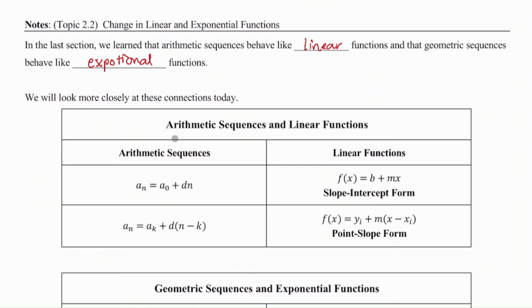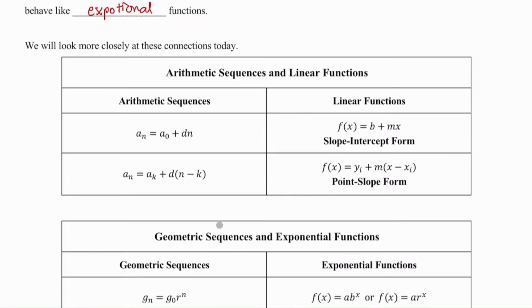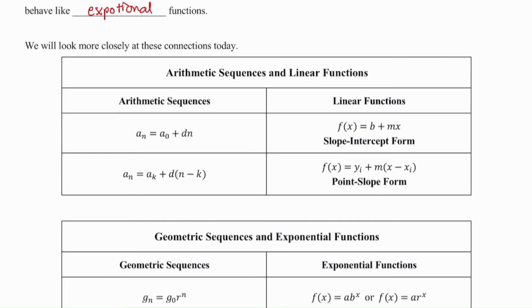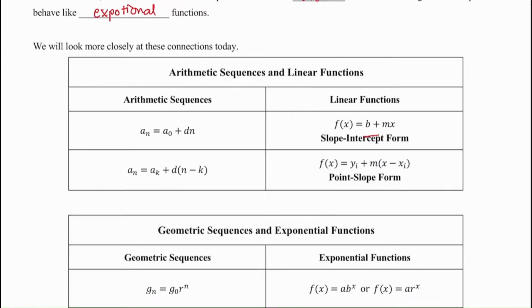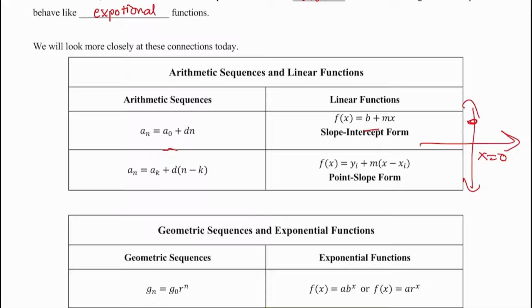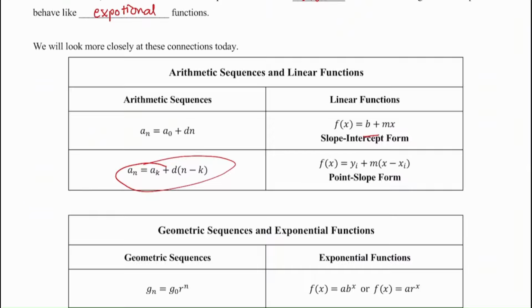From knowing that, we can look at these two tables right here, which show the similarities in linear sequences. We can see that this one is similar to the slope-intercept form. So b is kind of like the initial term, because b is the y-intercept, and the y-intercept has x equal to 0. So it's like the 0th term. And then the other equation is like the point-slope form.